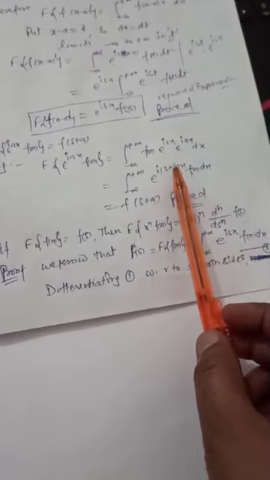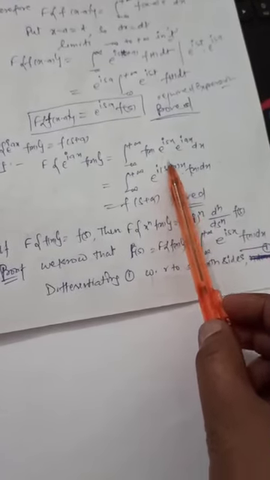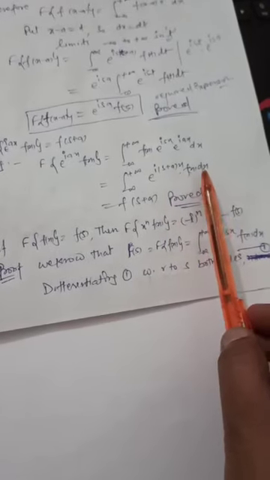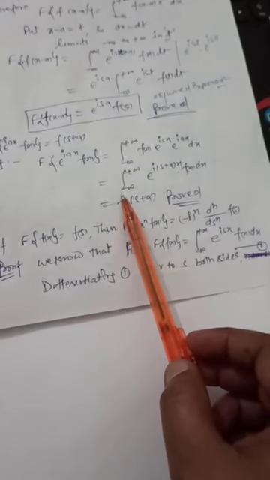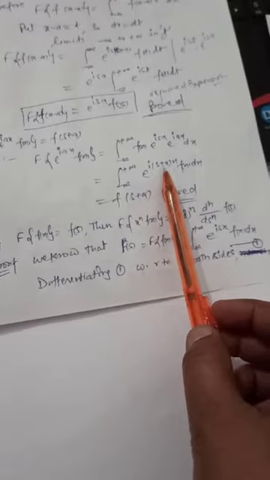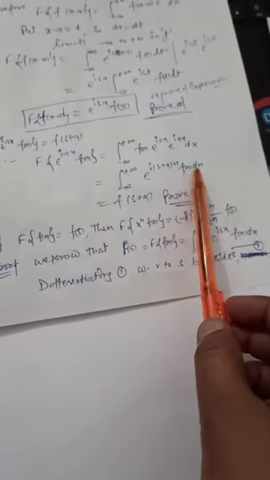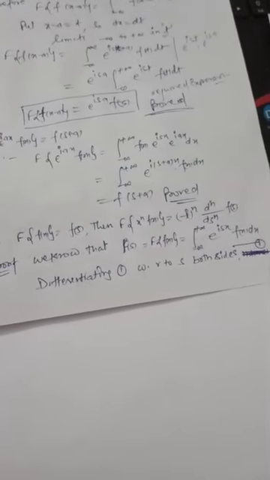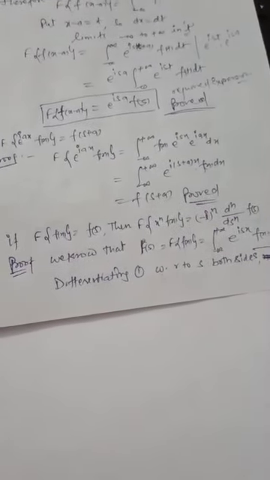The only change is that s is replaced by s plus a. So this is again the Fourier transform of f of x, evaluated at s plus a. The Fourier transform of exponential iota ax f of x is f of s plus a. Okay, hence proved.